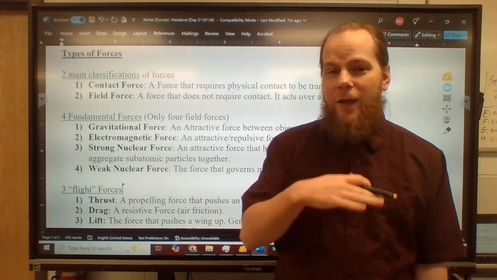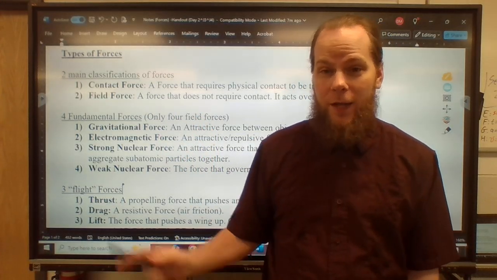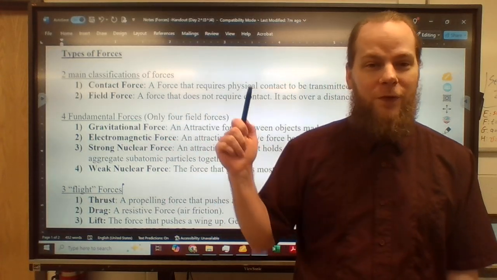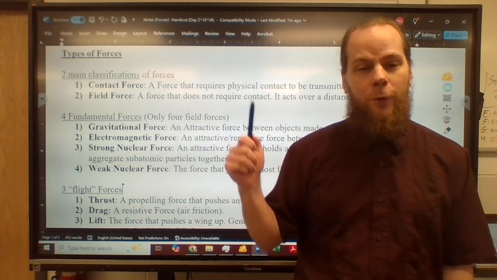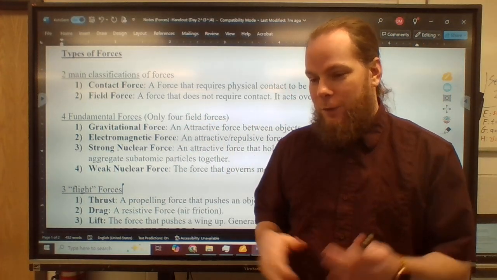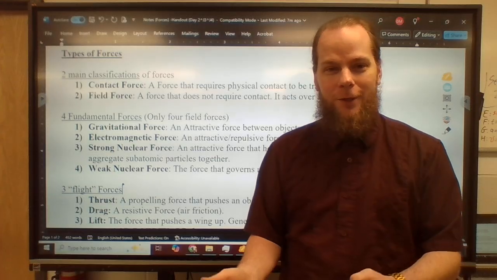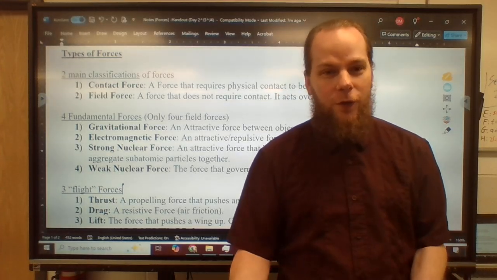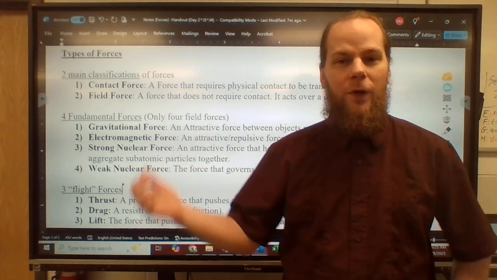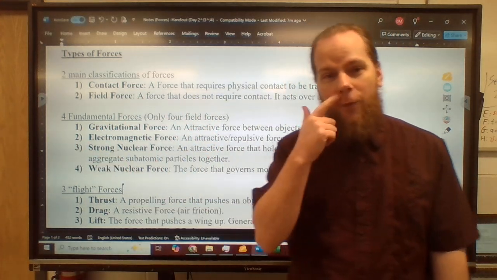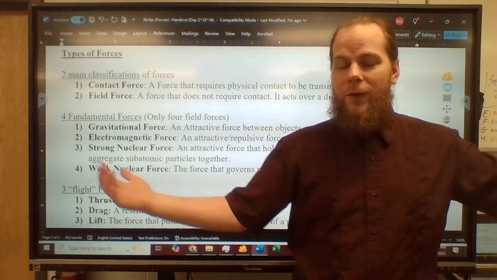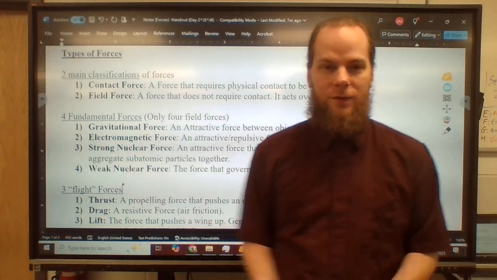And this is exactly what it sounds like. A contact force is a force that requires physical contact in order for that force to be transmitted. You cannot move the chair unless you touch it to grab it and apply that force. That is a contact force. Field forces are forces that do not require contact, so they can act over a distance.